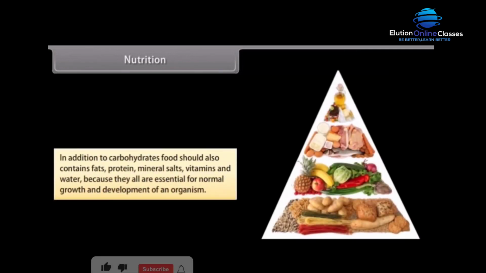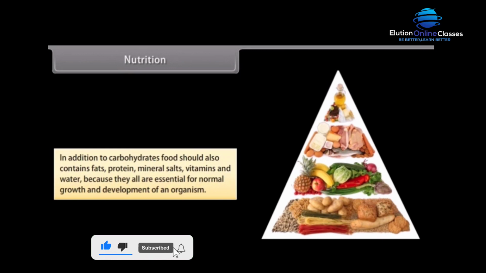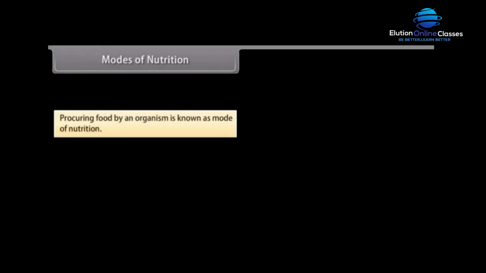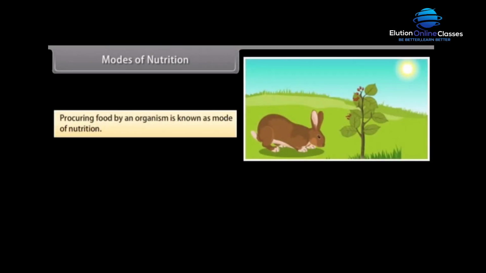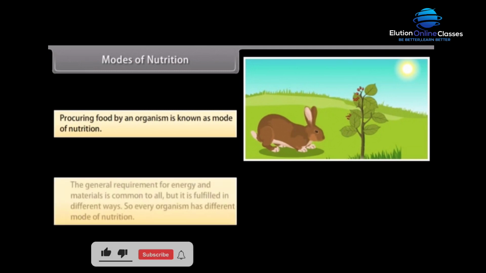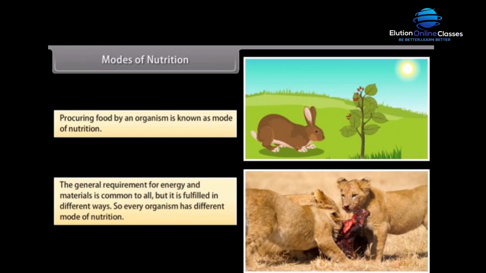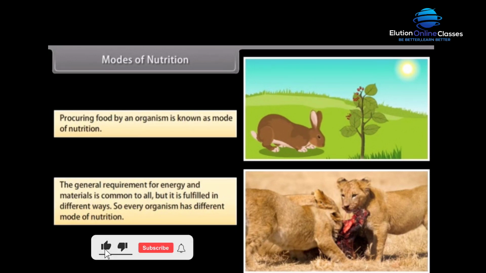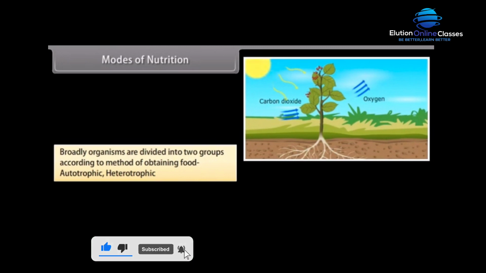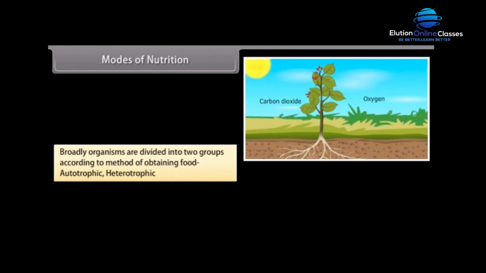In addition to carbohydrates, food should also contain fats, protein, mineral salts, vitamins and water because they all are essential for normal growth and development of an organism. Procuring food by an organism is known as mode of nutrition. The general requirement for energy and materials is common to all, but it is fulfilled in different ways. So every organism has different mode of nutrition. Broadly, organisms are divided into two groups according to method of obtaining food: autotrophic, heterotrophic.